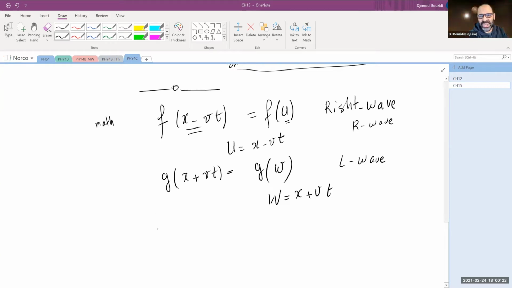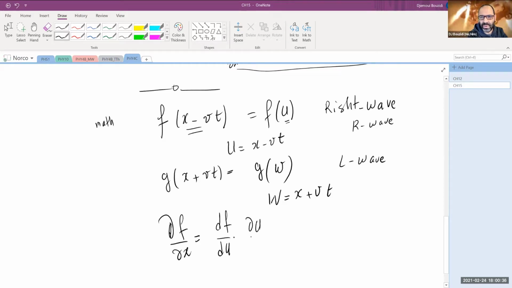So I need to know the derivative of f with respect to x. Again, that's the partials. That's going to be the derivative of f with respect to u times the partial derivative of u with respect to x. The reason why I do partials here is because u depends on x and t. The reason why I do a straight derivative here is because f is just a single variable function of u. In this case, the partial of u with respect to x is just 1.